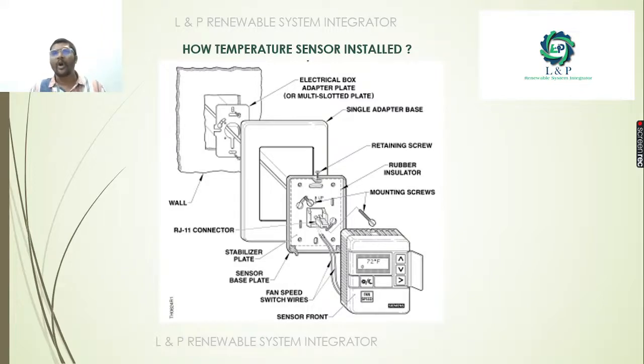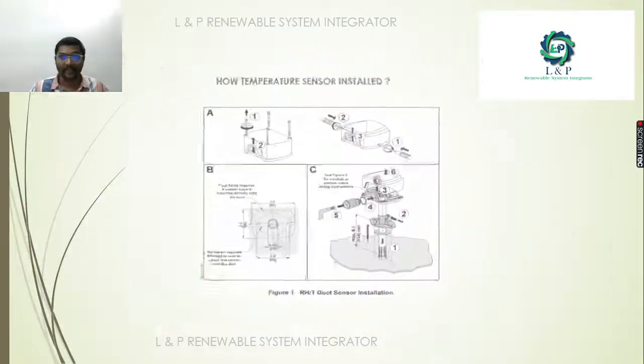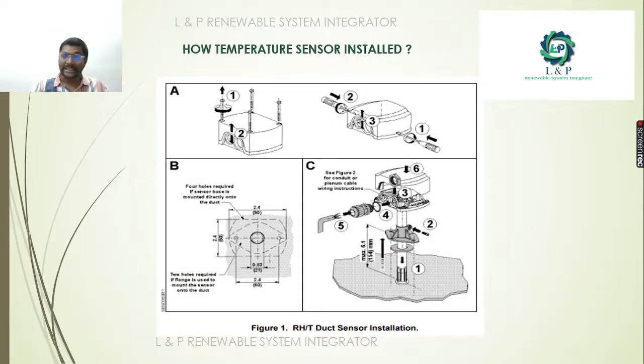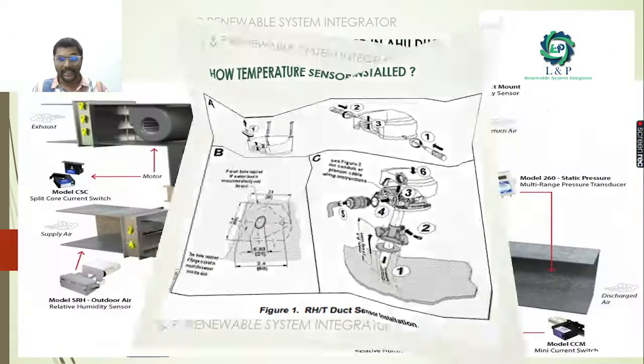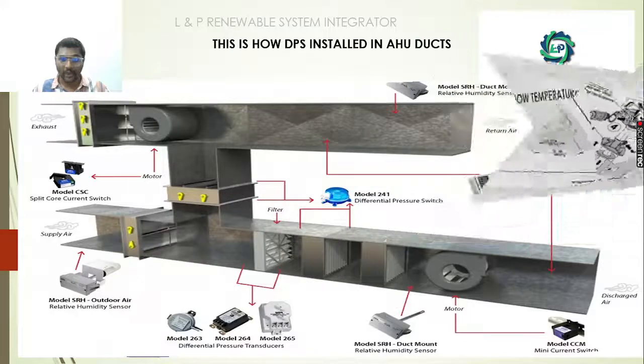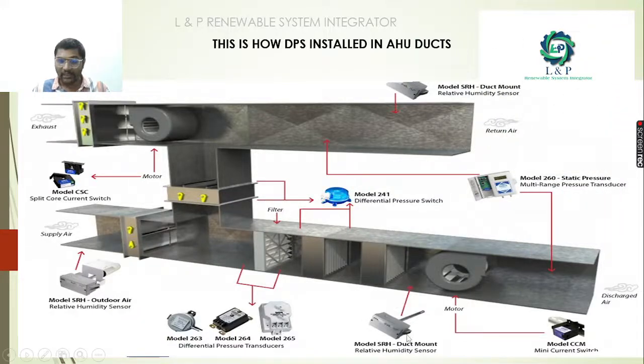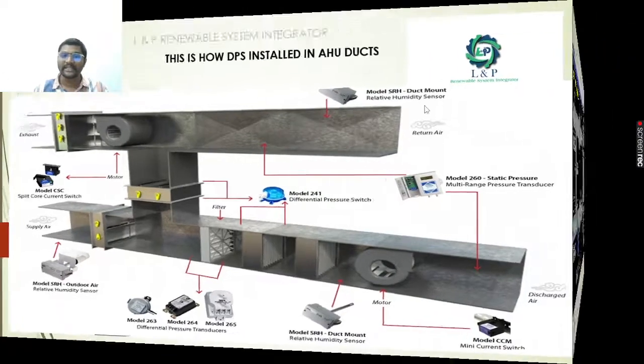If you're going for a wall mount, this is how you need to install your temperature humidity sensors. If you're going for a duct, this is how you need to install your sensors. As I told earlier, the duct mount humidity sensor looks like this only. This is how the relative humidity sensor looks, and this is how it is installed inside the ducts.